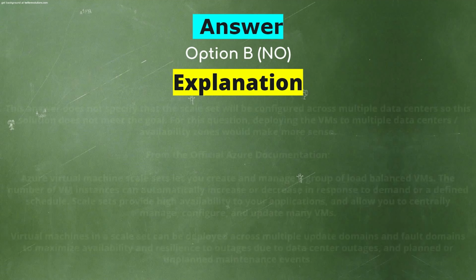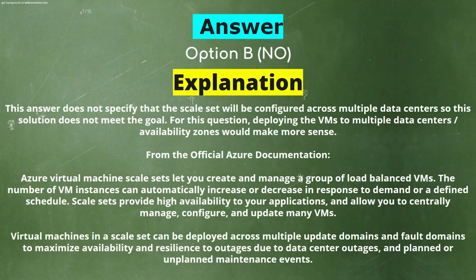Explanation. This answer doesn't specify that the scale set will be configured across multiple data centers, so this solution does not meet the goal. For this question, deploying the VMs to multiple data centers or availability zones would make more sense. From the official Azure documentation, Azure Virtual Machine Scale Sets let you create and manage a group of load-balanced VMs. The number of VM instances can automatically increase or decrease in response to demand or a defined schedule.